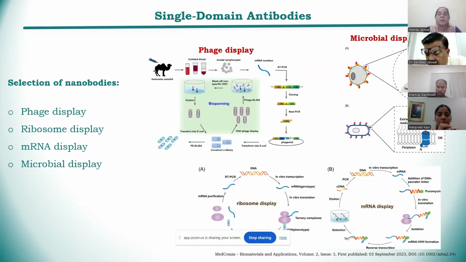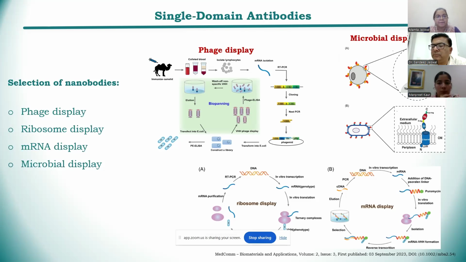How are single domain antibodies discovered? They are derived from the camel family, but we don't have to sacrifice the animal. We just need a few ml of blood from the camel or camelid family, alpaca or llama, and they can be selected via phage display technology, ribosome display, mRNA display, or microbial display, meaning either bacterial display or yeast display. But most of the time in the papers, the easiest and most widely used technique is phage display technology.